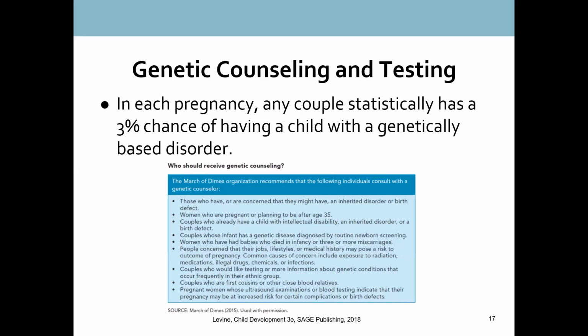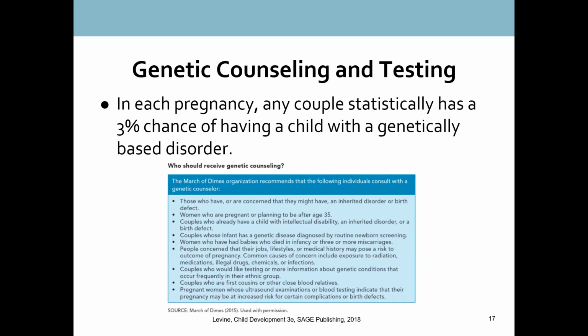So given that we know that there are all these genetic type disorders and chromosomal abnormalities, should we get genetically tested? Well, the average couple has about a 3% chance of having a child with a genetically based disorder. That's not a huge risk. I mean, 97% chance of having a perfectly normal, healthy, genetically normal baby. It's not bad odds.